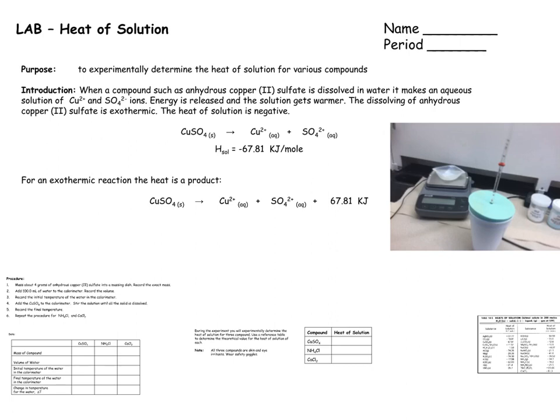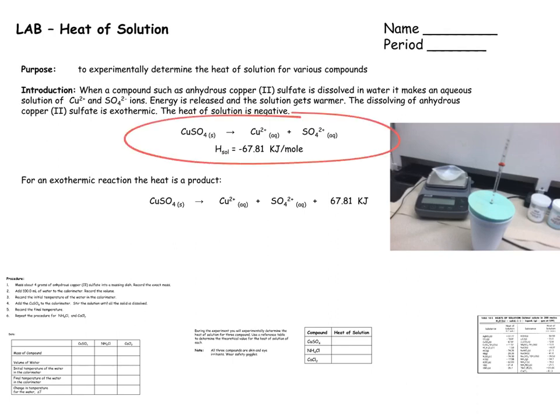When a compound such as anhydrous copper 2 sulfate is dissolved in water, it makes an aqueous solution of copper 2 ions and sulfate ions. Energy is released in the solution, which gets warmer. The dissolving of anhydrous copper 2 sulfate is exothermic and the heat of solution is negative.